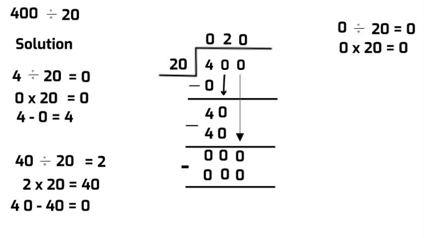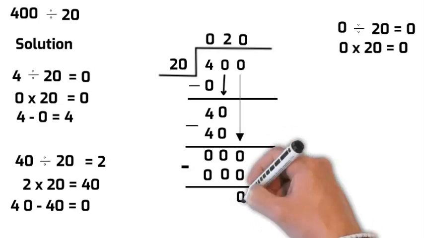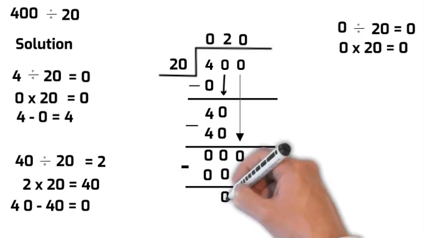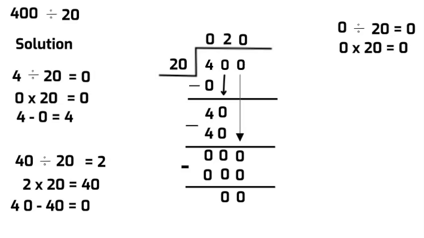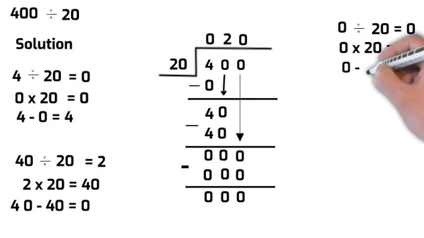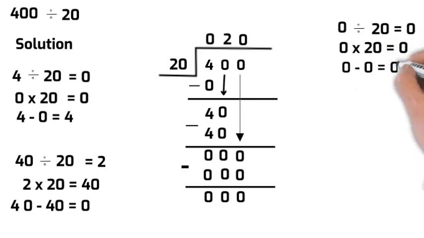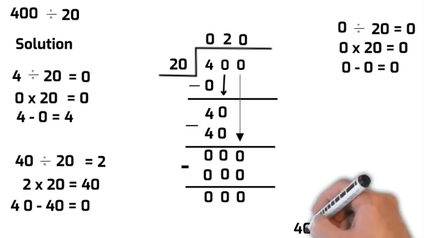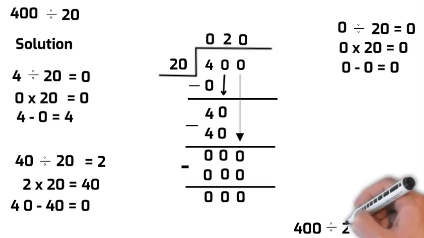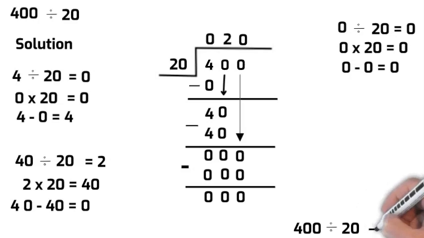It is time to subtract. So we say 0 minus 0 gives us 0. 0 minus 0 gives us 0. 0 minus 0 gives us 0. We are through with our division because we don't have any more dividend to bring down. So 400 divided by 20 is equal to 20.